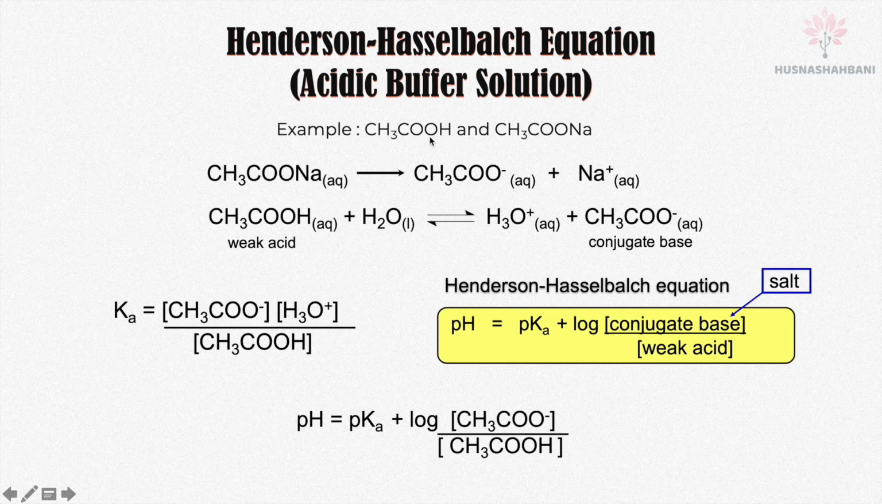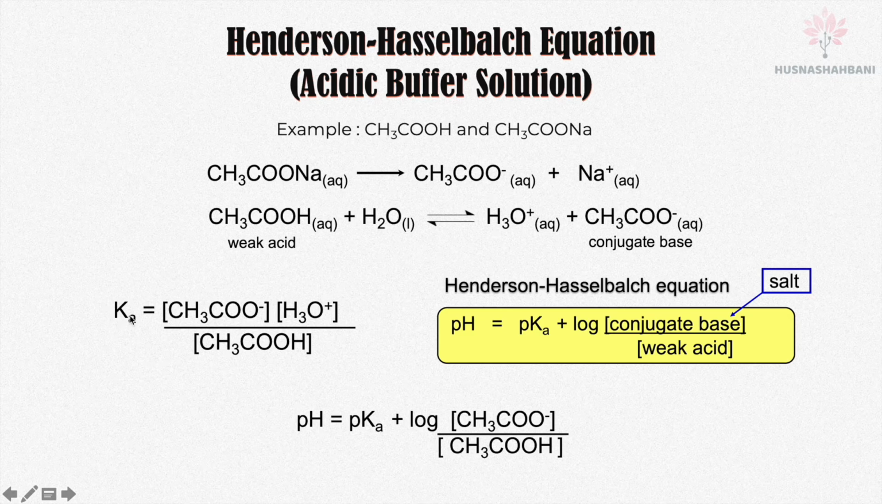Example: the weak acid CH3COOH and the salt CH3COOA. This is the salt, this is the weak acid. The salt, with a one-direction arrow, dissociates into CH3COO- and the cation A+, anion and cation in aqueous form. The weak acid very slightly dissociates in water, so a reversible arrow, to become H3O+ aqueous plus the conjugate base. This acid donates a proton and becomes the conjugate base CH3COO-.